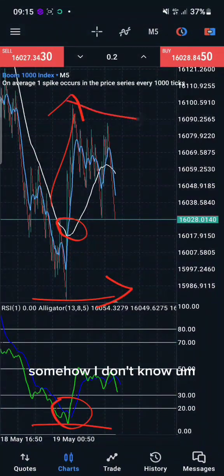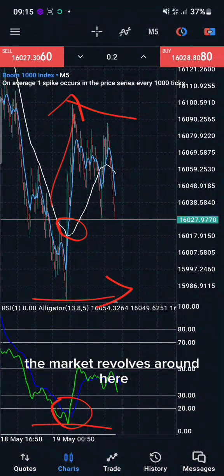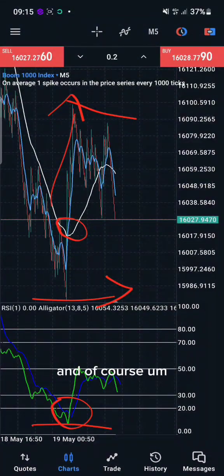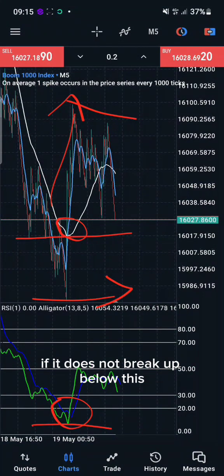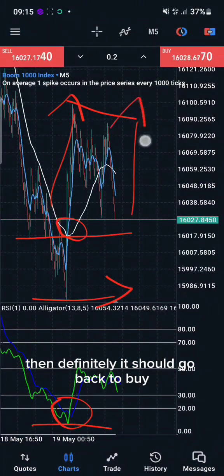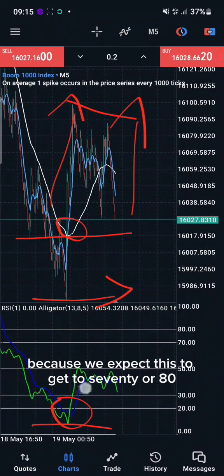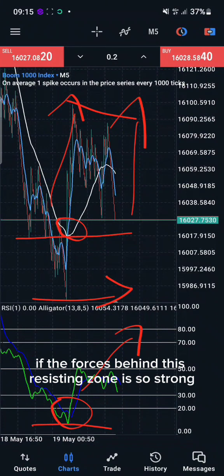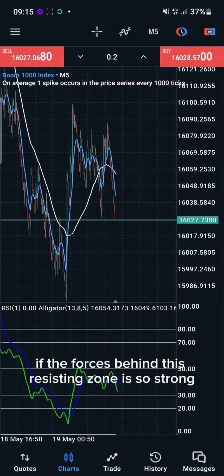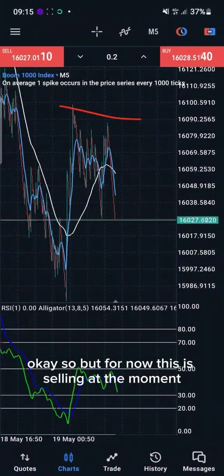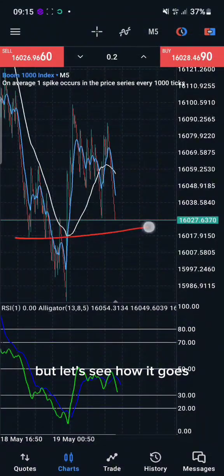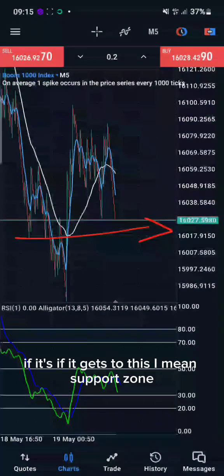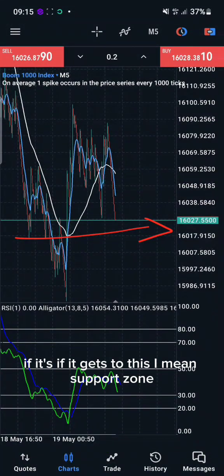Somehow the market reversed around there due to the resistance zone, and we still expect that if it does not break out below this, then it will definitely go back to buy, because we expect this to get to 70 or 80, except if the forces behind this resistance zone are so strong. For now this is selling at the moment, but let's see how it goes if it gets to this support zone.